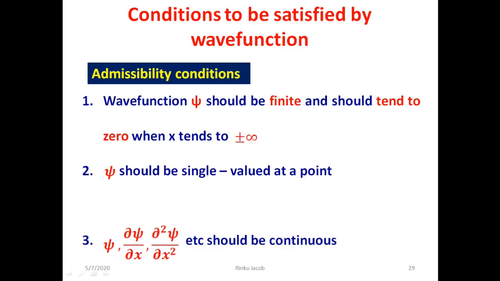Now we discuss the conditions that should be satisfied by a wave function that represents a particle before we use the wave function in the Schrodinger equation. These conditions are called admissibility conditions. Firstly, the wave function ψ should be finite and should tend to 0 when x tends to plus or minus infinity. Secondly, ψ should be single valued at every point. Thirdly, ψ, ∂ψ/∂x, ∂²ψ/∂x², etc. should be continuous. That means the derivatives should be continuous at each point.